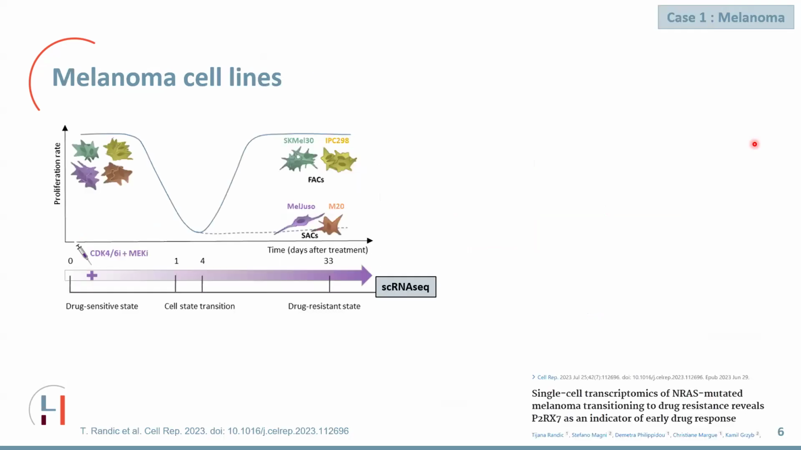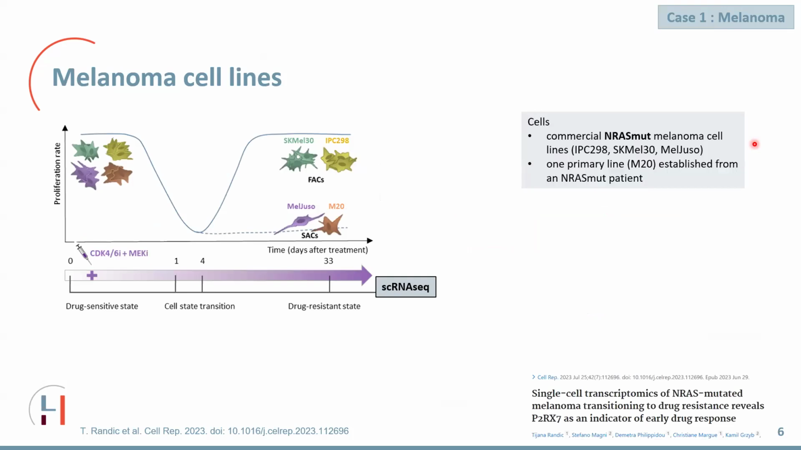Now moving to some cases, this is a study of melanoma cell lines. We had four NRAS mutant melanoma cell lines, which were treated, and they did single cell RNA sequencing before treatment, 1 day after treatment, 4 days after treatment, and 33 days after treatment. Speaking about proliferation rate, after the treatment it was suppressed, and then for 2 cell lines, 33 days after treatment in the resistant state, they had a low proliferation rate, and 2 others had a high proliferation rate. These are cells with fast adaptivity to treatment.